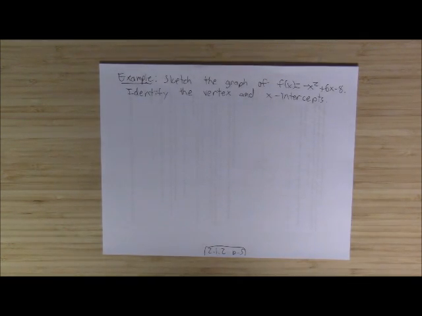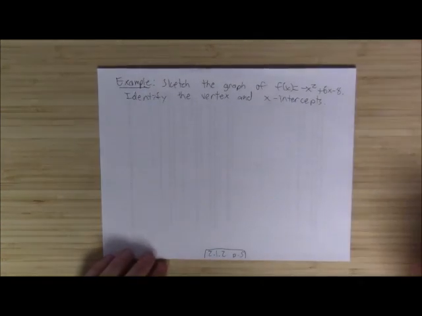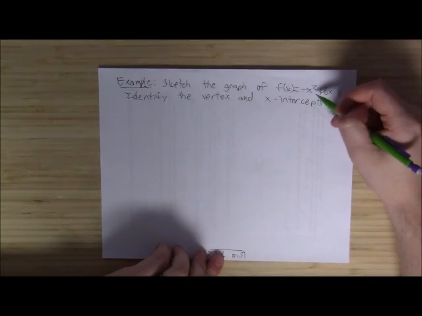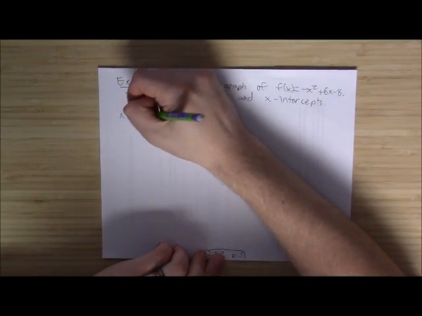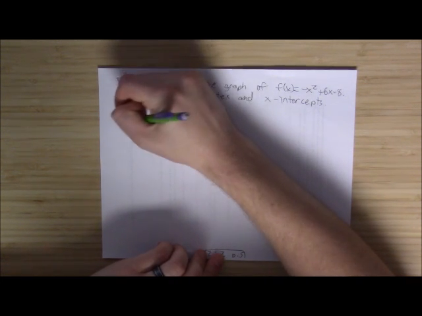So let's do another example just to make sure that we have the hang of it. We're going to identify the vertex here and the x-intercepts as well. The x-intercepts actually aren't too hard to find. We could easily find them just off the bat by setting the function equal to 0.